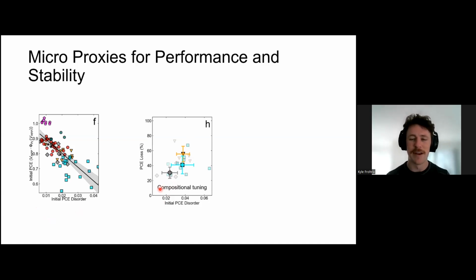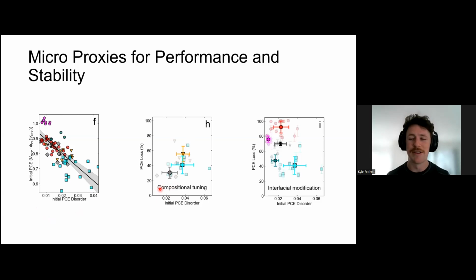However, we found that modifying the interfaces can be quite a double-edged sword, where for some passivation treatments, you can improve the PCE disorder at time equals 0 quite a lot, but then the devices sort of blow up before your very eyes. And we do not want solar cells that blow up.